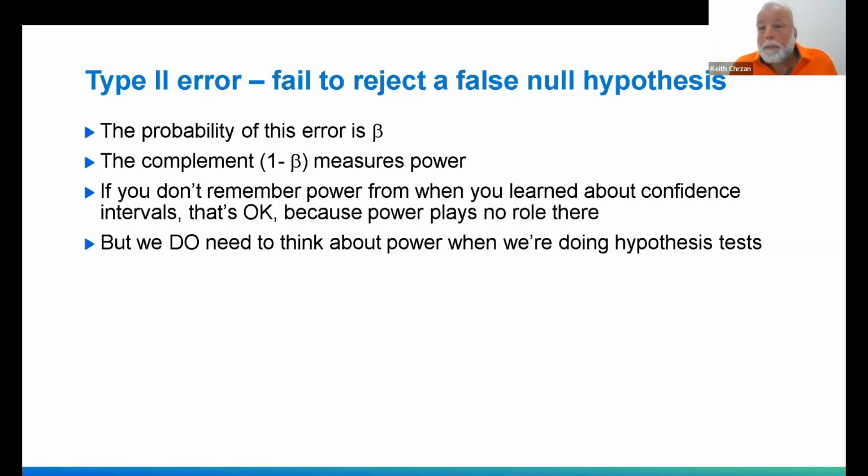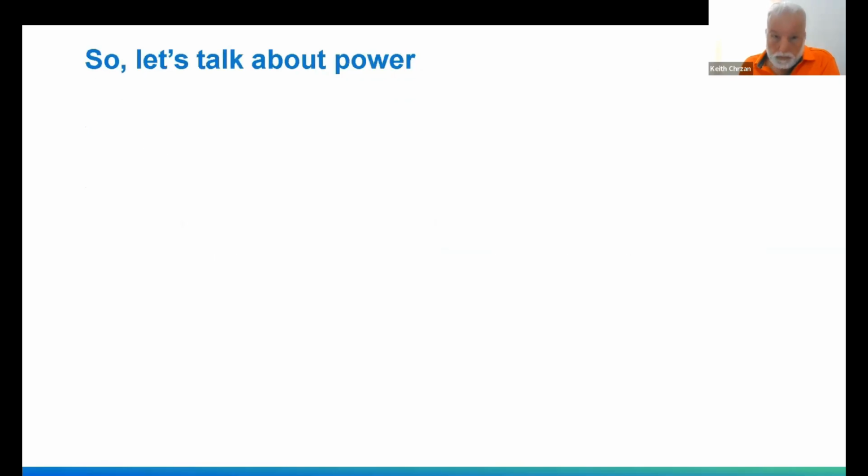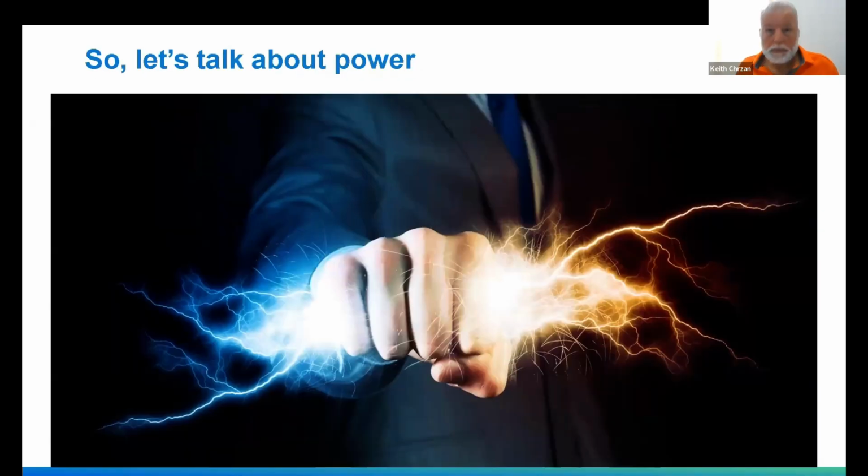It's okay if you don't remember about power analysis from when you learned about confidence intervals, because power really doesn't play any role in estimating confidence intervals. And that's why it wasn't included in the sample size formula that you used. But we do need to think about power analysis when we're doing hypothesis tests, and we do need to take account of beta. So let's talk about power.